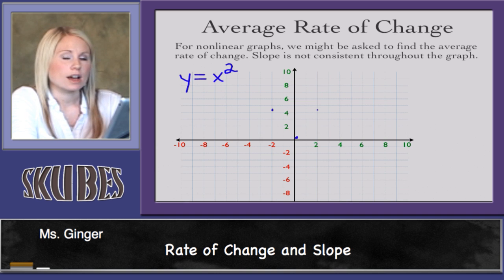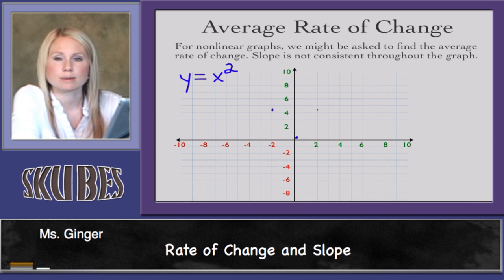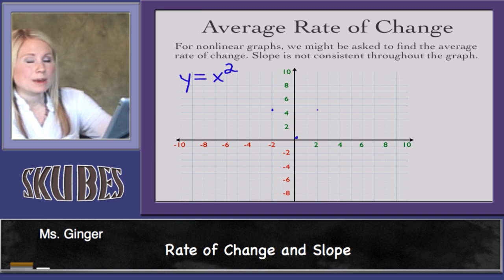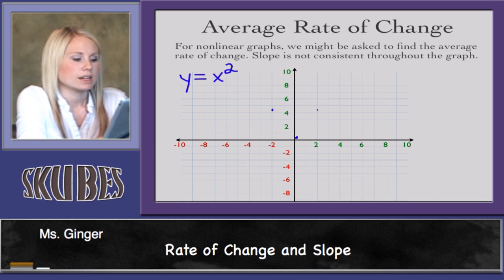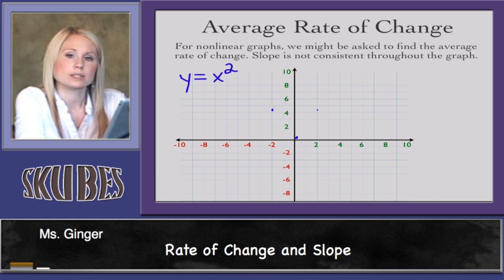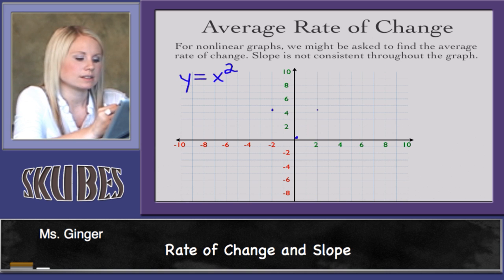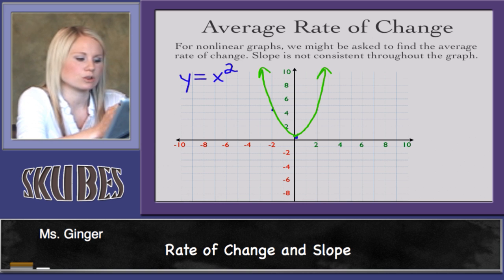Now, let's say you're not dealing with a linear function. Let's say you're dealing with some other function that may have a curve to it, and you're asked to find rate of change or slope for that function. You may be asked to find what's called average rate of change. Let's take a look at this function, y equals x squared. If I tested some values into this function, I would come up with this curved quadratic picture.